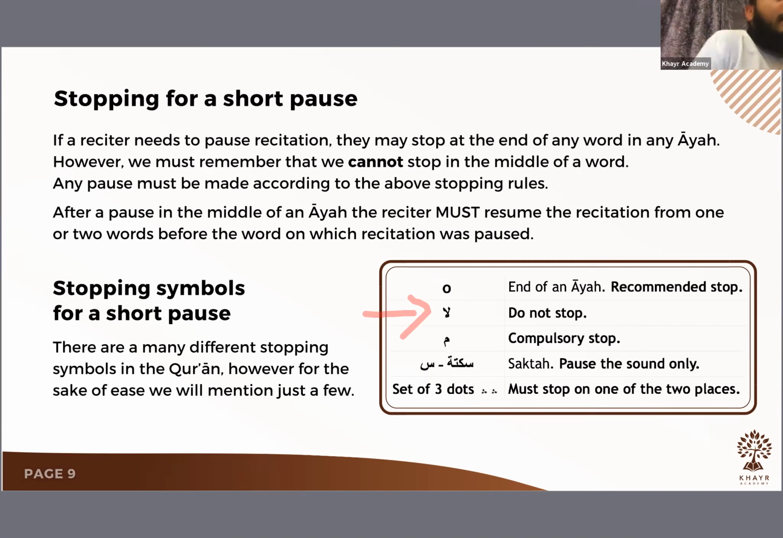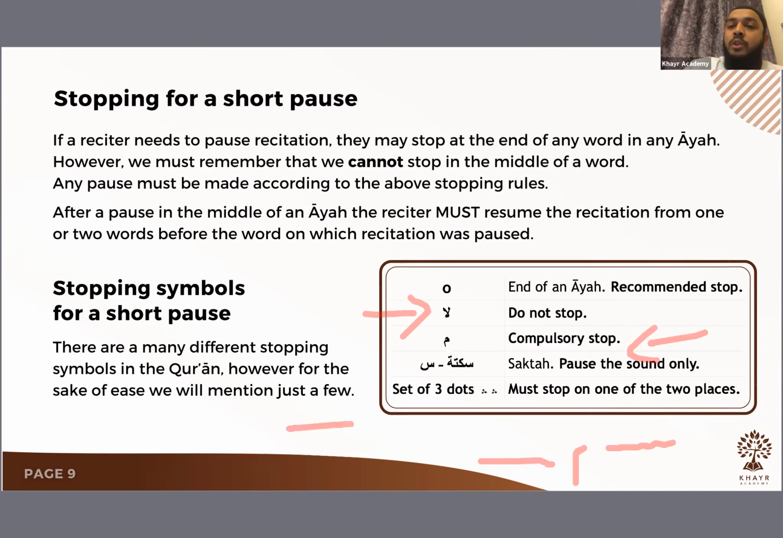Mim. That's the only two letters you have to remember. Lam and mim. Lam means you don't stop, and mim means you have to stop. Okay, mim means waqf lazim. You have to stop. So you're reading, suddenly you see a mim, you stop, and then you start from here. You read on, you see a la, you don't stop. You keep carrying on.